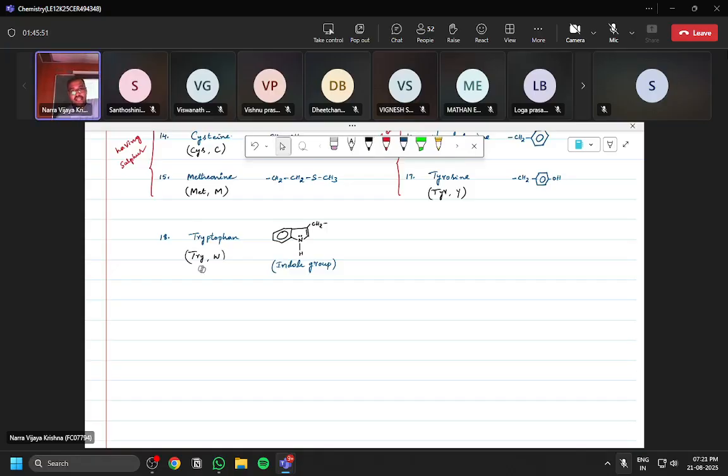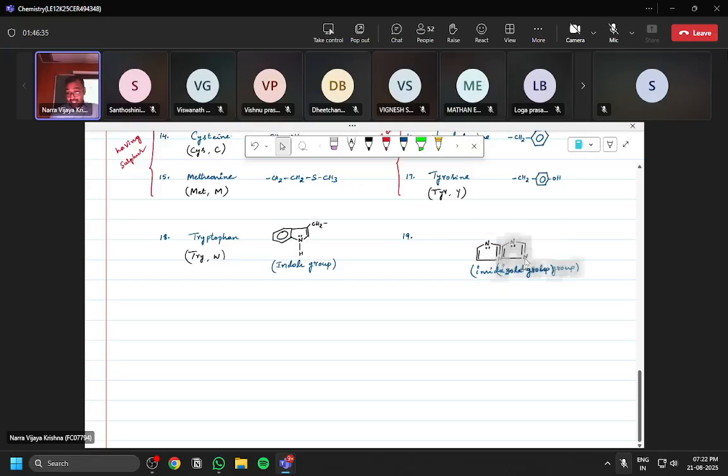Next, imidazole group. Imidazole means 5-member ring with 2 nitrogens. Then it is called imidazole. This also I have a doubt. Check, sir, whether that chain is at 2nd position or 4th position. This is called imidazole. Imidazole group. Check, sir, where that carbon chain is.